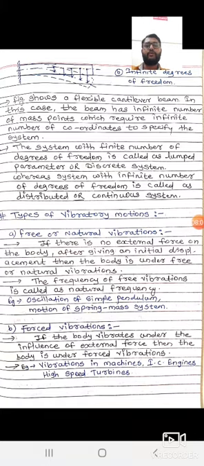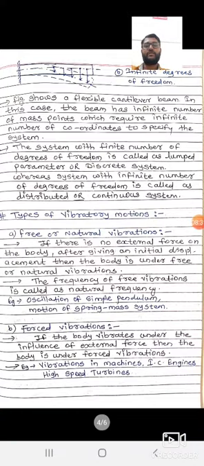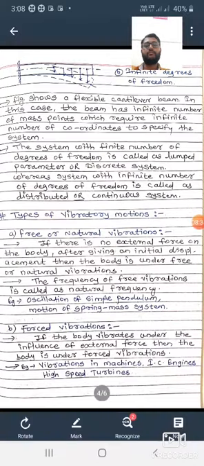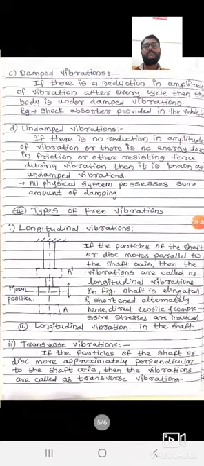The second type of vibratory motion is forced vibration. Students, forced vibration means what? If the body vibrates under the influence of some external force F, then that body is said to be under forced vibrations, and those vibrations are due to what? Due to the influence of, or by application of, some external force. Examples of forced vibrations are vibrations in machines, IC engines, and high speed turbines.